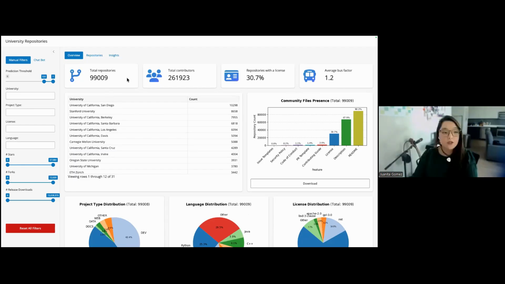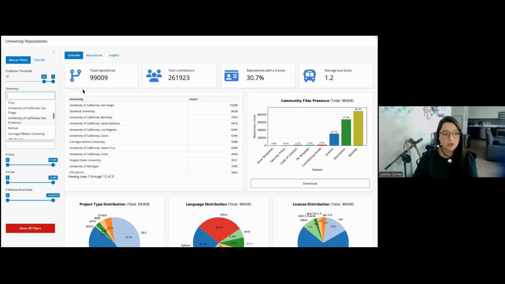And then there's information like the total number of repositories, the total number of contributors, the percentage with a license, that if we add other universities, increases a little bit, which is interesting. And the average plus factor, which is very concerning to me. Something that I really wanted to do was to make this interactive so that you can explore data individually, depending on what you're interested in.